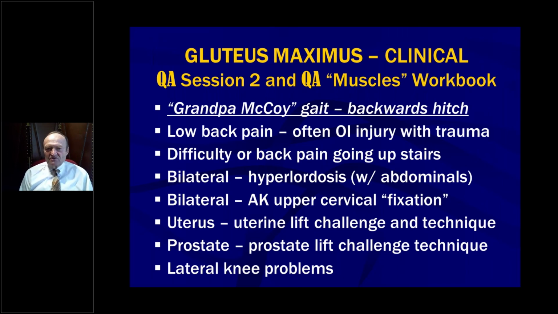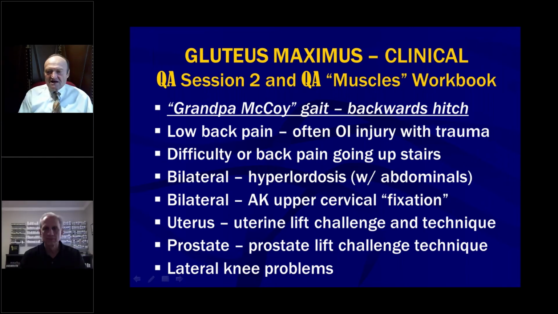These patients will have difficulty or back pain going upstairs because of the nature of the gluteus maximus function. And as we know, bilateral gluteus maximus weakness causes hyperlordosis, and abdominal weakness also causes hyperlordosis. Bilateral gluteus maximus is related to an applied kinesiology upper cervical fixation. And once again, uterus and prostate. Remember one other thing about the gluteus maximus: it inserts into the iliotibial band, and that can create some lateral knee problems as well.